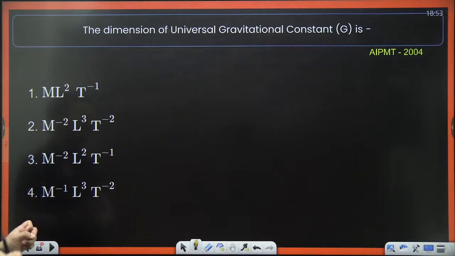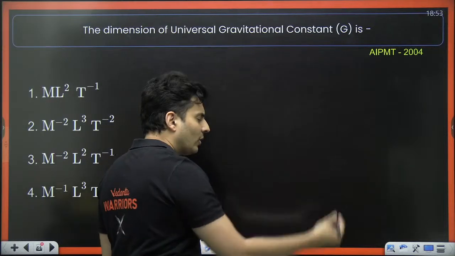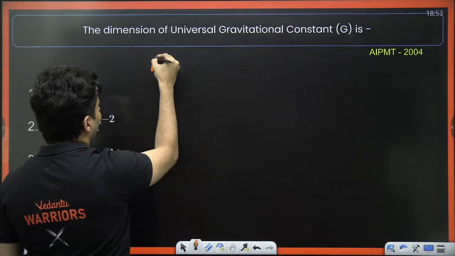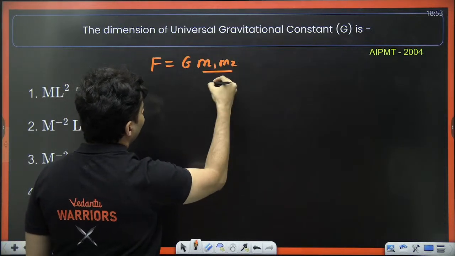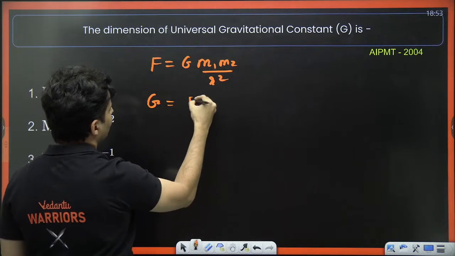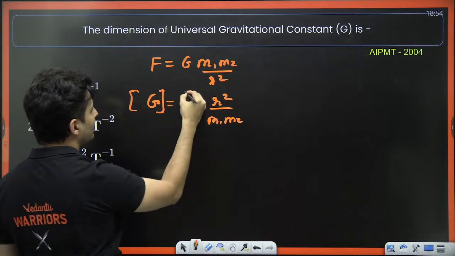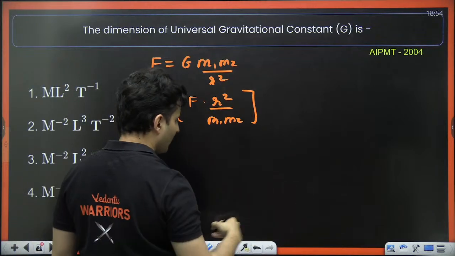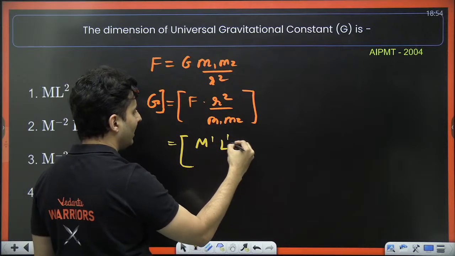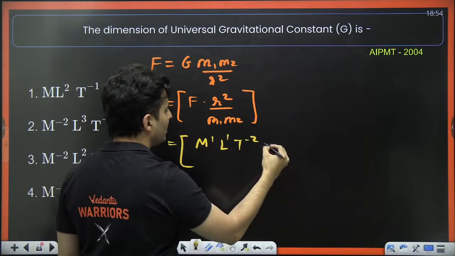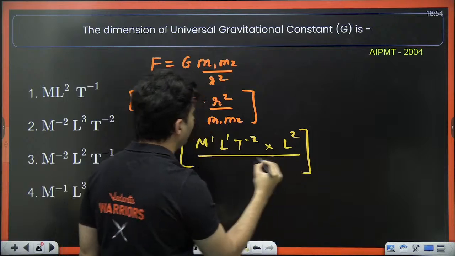The dimensions of gravitational constant, an AIPMT 2004 question, can be repeated in NEET also in many different ways. Gravitational force is G mass 1 into mass 2 divided by r square. So gravitational constant is force into r square divided by mass 1 into mass 2. Dimensions of force is mass into acceleration, so M1 L1 T raised to minus 2. Dimensions of length is L, so raised to 2. Whole thing divided by m1 m2.